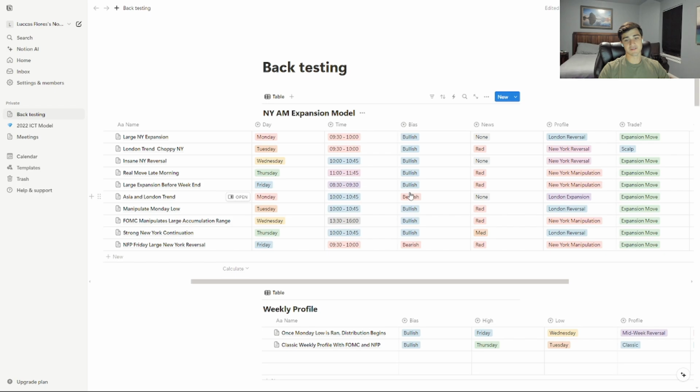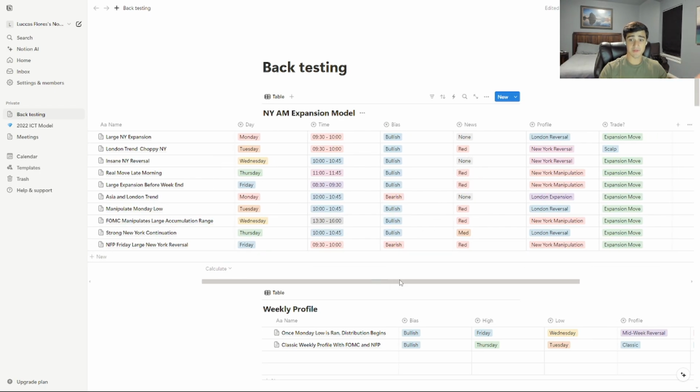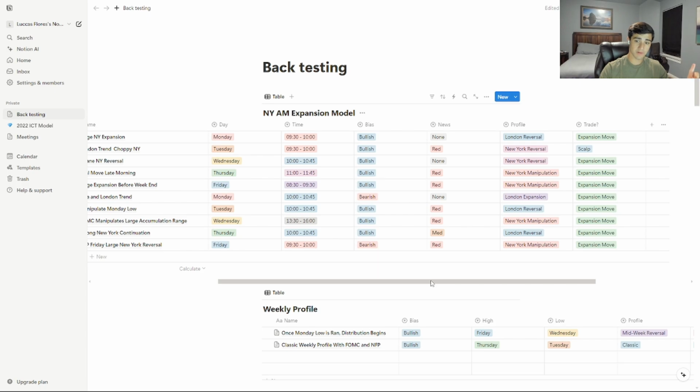And then the bias is just, was it a bullish or bearish day? And then news is simply, was there a red folder? Was there a medium impact news? Or was there no news at all? That's also very important because news is going to bring manipulation or distribution. And if there's no news, then we can probably expect bad price action, sloppy price action, and accumulation of the weekly power of three. So the news profile is very important. So that's definitely something that I want to track.